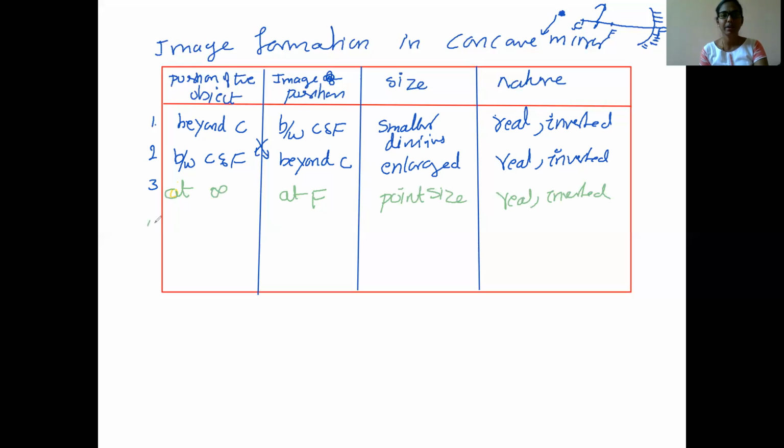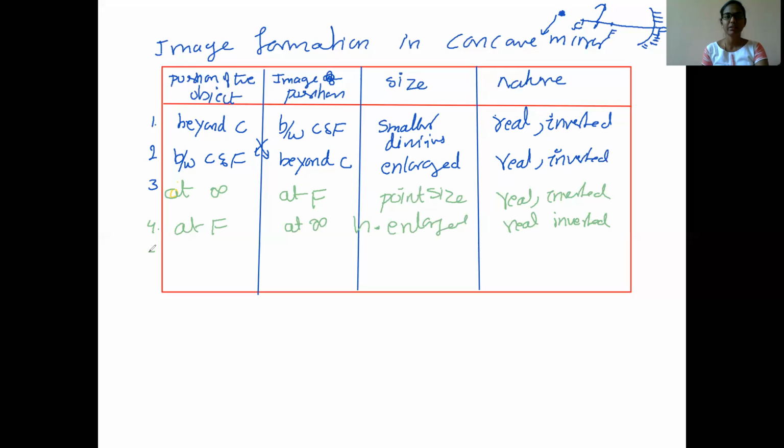And next, when you place the object at the focus, the image will be formed at infinity. It is a very enlarged image, highly enlarged. We cannot get it on the screen, but even so it is real and inverted only, and it forms on the same side.